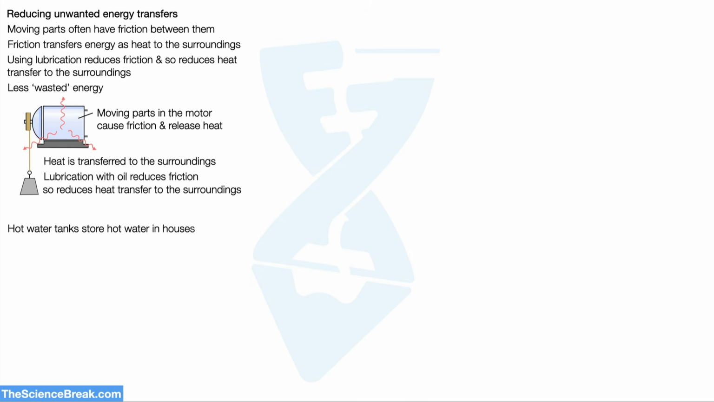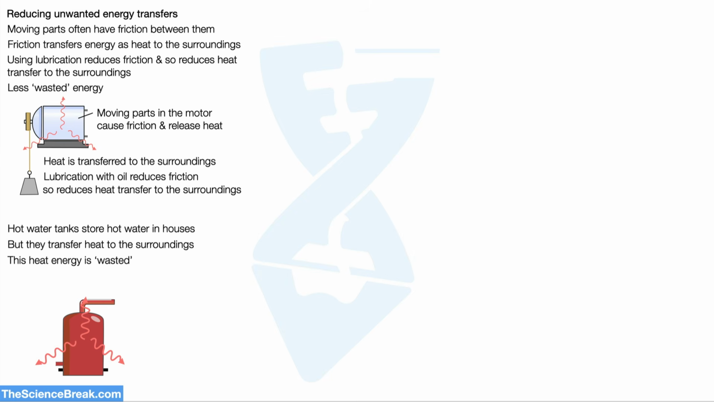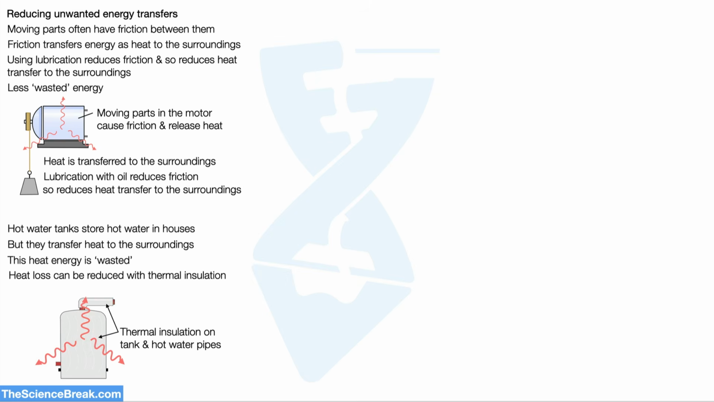Another example, hot water tanks store hot water in houses. Here's a hot water tank. The problem is they transfer heat to the surroundings. The heat energy is wasted. We want to keep that energy in the water and not transfer it to the surroundings. So we can reduce the heat loss with thermal insulation. There's our thermal insulation on the tank and any hot water pipes leaving the tank. That means less heat energy is transferred to the surroundings.